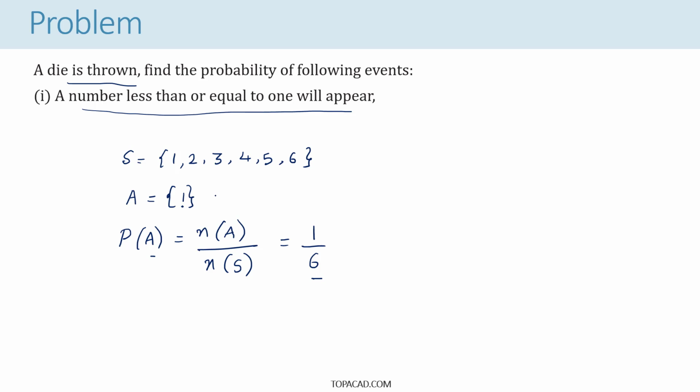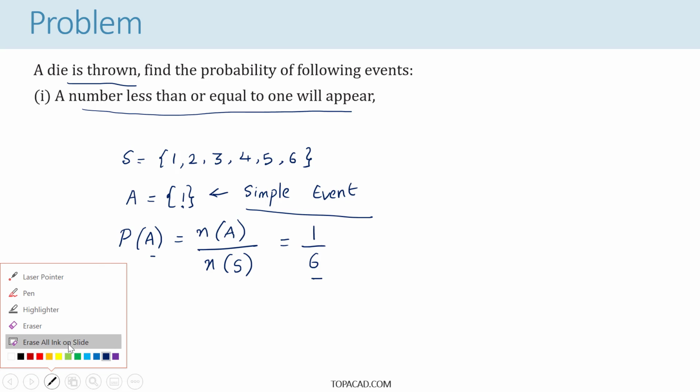One thing we have to note is that event A is also known as a simple event because it has only one outcome. Wherever there is one outcome in an event, it's called a simple event. Let's look at the solution now.